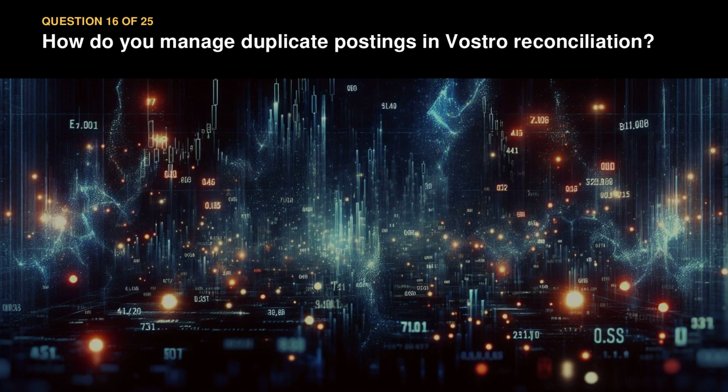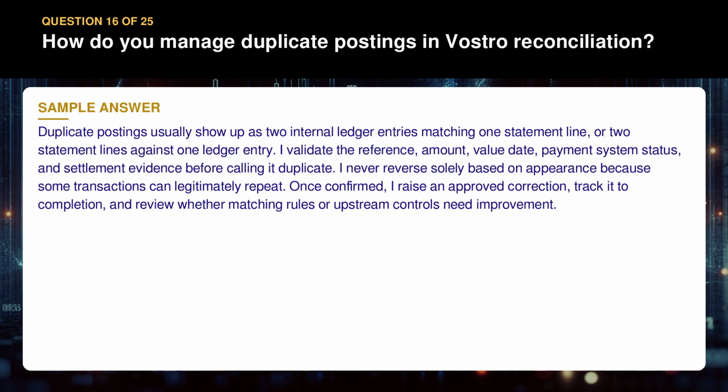Question 16. How do you manage duplicate postings in Vostro reconciliation? Duplicate postings usually show up as two internal ledger entries matching one statement line, or two statement lines against one ledger entry. I validate the reference, amount, value date, payment system status, and settlement evidence before calling it duplicate. I never reverse solely based on appearance, because some transactions can legitimately repeat.